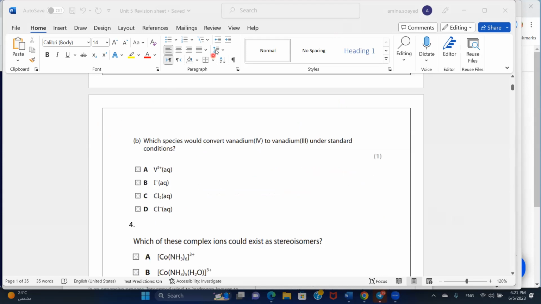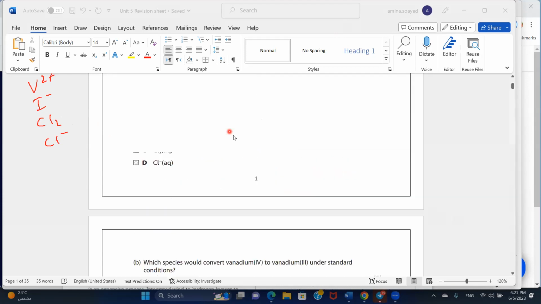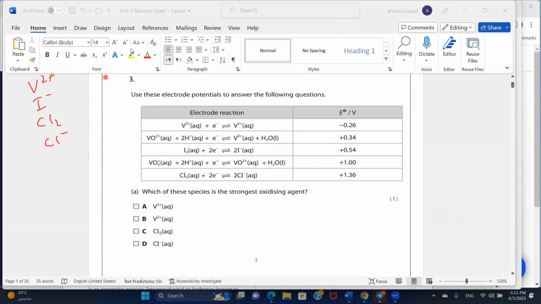I'm going to write the answer here. Which species of these would convert vanadium 4 to vanadium 3 under standard conditions? We want to change vanadium 4 to vanadium 3. Of course, if I write like this, it's not vanadium 4 to vanadium 3.